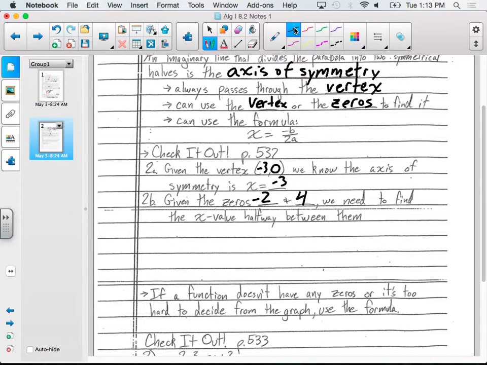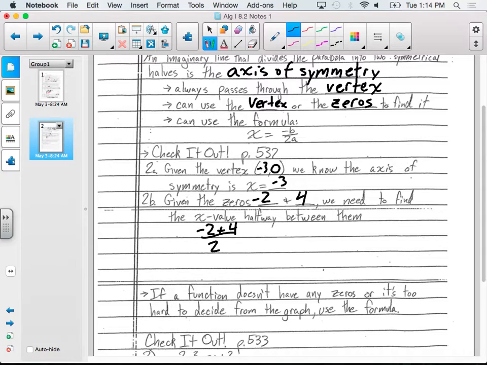Riley? You would do -2 plus 4 over 2. So -2 plus 4, that's you just putting together the whole distance of it.